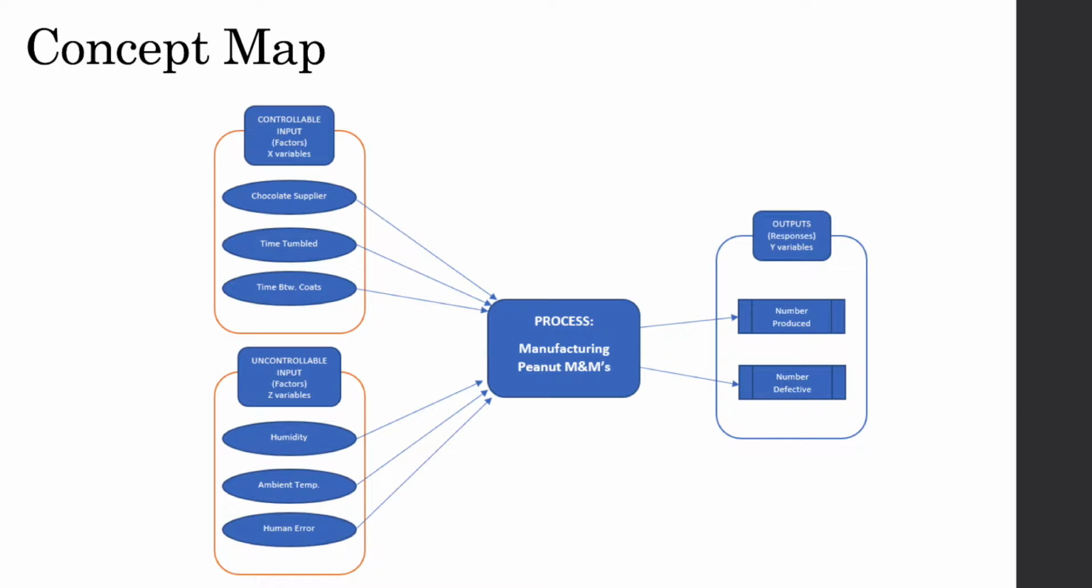So here's a concept map showing the M&M making process. We have our controllable inputs, or our factors, at the top. It consists of the chocolate supplier, time being tumbled, and the time between the coats getting sprayed on. On the bottom are the uncontrollable inputs, things such as humidity, ambient temperature, and human error. And then the outputs are the actual M&Ms that are produced and the number of defects that come out.